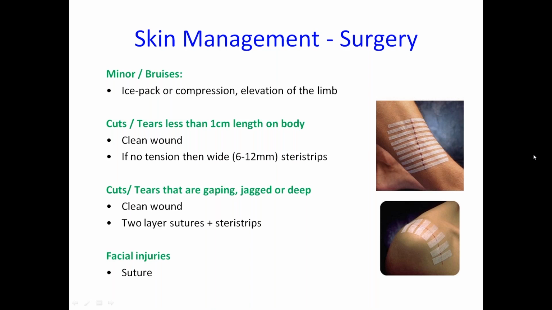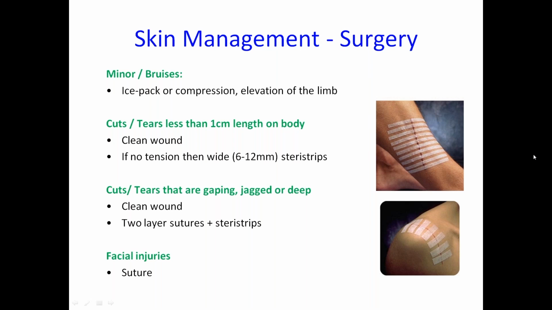On the body, if it's a small tear and it's a clean wound and there's no tension on it, then wide steri strips could be used at 6 millimeters or above. So the right-hand mid-panel photograph is a 6 millimeter width steri strip. Below that is the wider 12 millimeter. You don't want the very narrow ones, you want the broader ones to give a bit of traction. I said earlier about avoiding adhesive dressings, but steri strips don't seem to cause too many problems by and large with people with EDS. So that's for 1 centimeter length in the body.